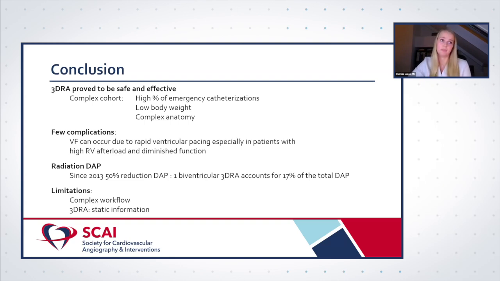So in comparison to different studies performed on different study populations, the amount of radiation exposure and contrast agent used in our cohort was relatively high. However, in our 3DRA learning process, major radiation adaptations were introduced in December 2012, leading to a remarkable dose reduction in 3DRA. And up to this point, one biventricular 3DRA accounts for only 70% of the total radiation exposure. So we are making progress when it comes to radiation exposure.